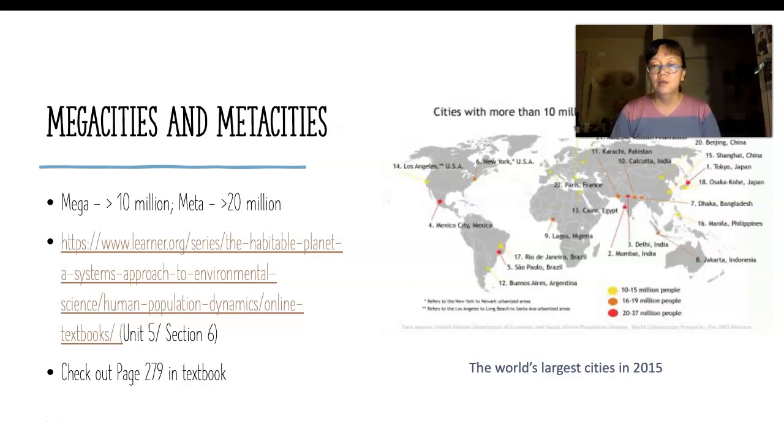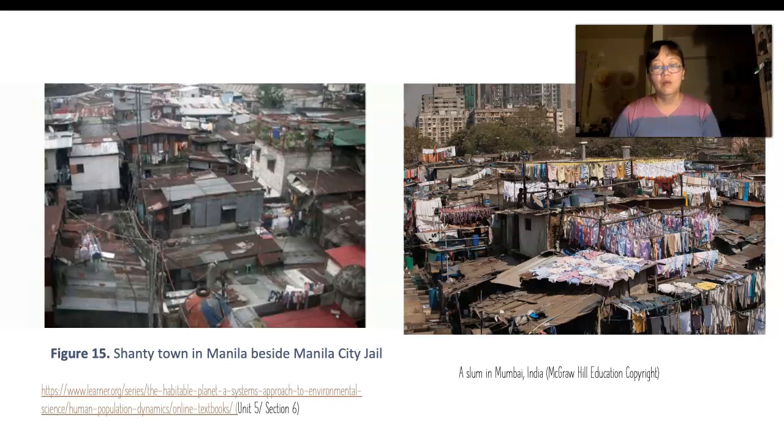If you want to check out more details, go to textbook page 279, and it gives you a very good summary of those cities. And this is how people live in those cities. Now I want to ask you a question. Do you think they still come to the cities if they know they live like this? Some do, and some probably do not.